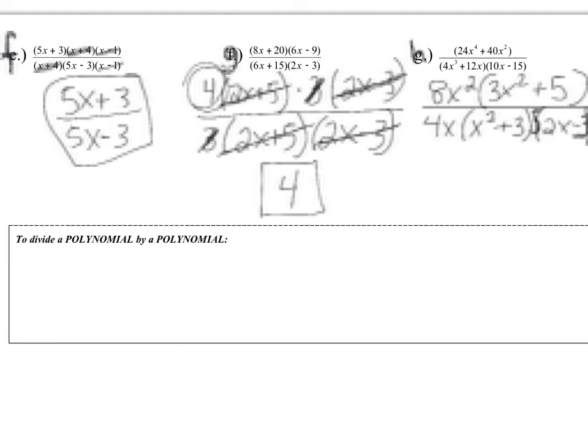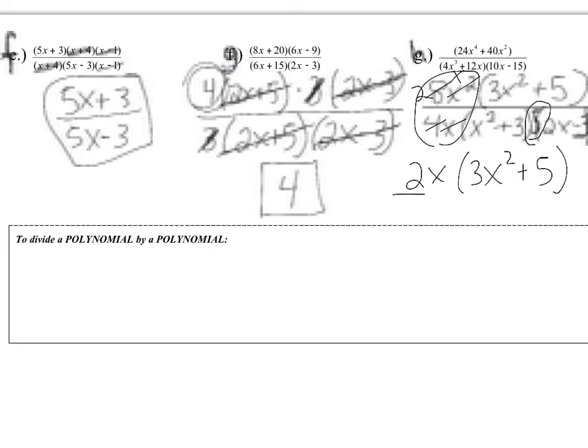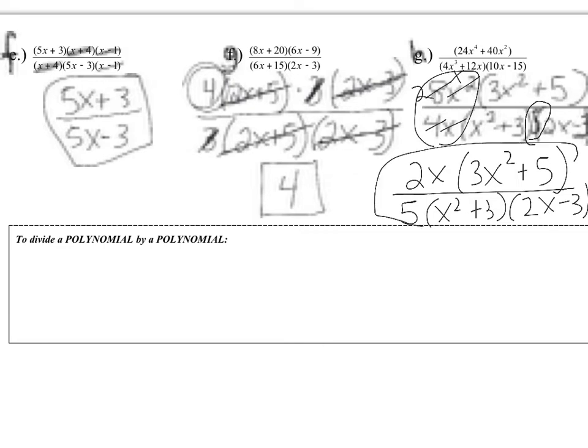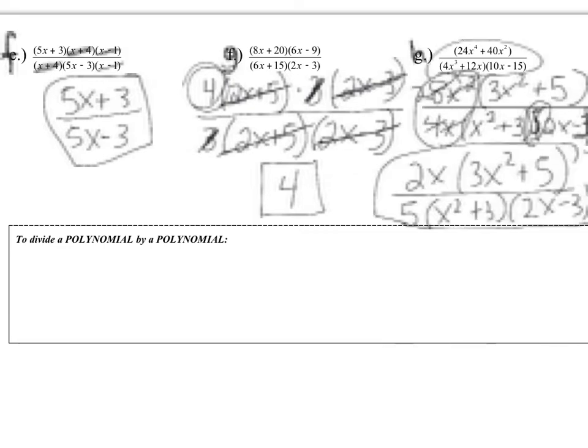So here, this 8 over 4 is just going to become a 2, and then the x at the bottom is going to leave me with an x at the top. So all of this right here is 2x on the top. And then I have this 3x squared plus 5. And then on the bottom, I'm going to bring this 5 out to the front. So I have a 5, and then the two sets of parentheses, x squared plus 3 times 2x minus 3. And now we are finished with this problem. This is the simplest version of this big crazy polynomial. So the whole idea here is we're trying to figure out what can we cancel out.